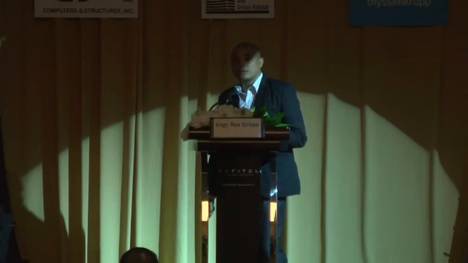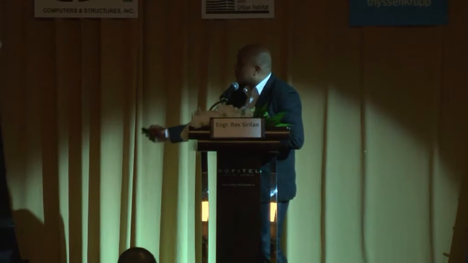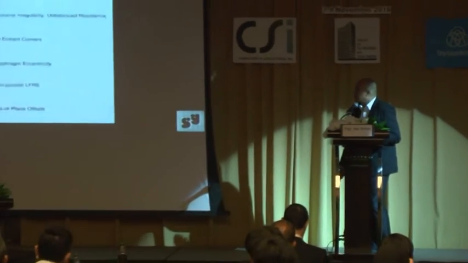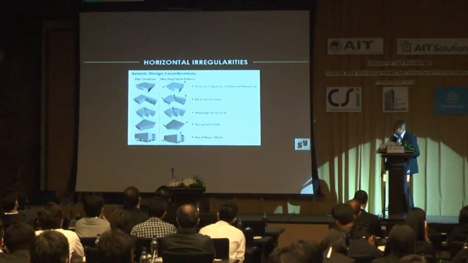So there are two major types of irregularities. You have the horizontal and the vertical irregularities. For the horizontal irregularity, you have the torsional irregularity wherein the ratio of the maximum deformation to the average deformation is greater than 1.2. Next would be the re-entrant corners, that is, the building offset is greater than 15% of the building dimension. Third will be the diaphragm discontinuity, non-parallel lateral force resisting system, and out-of-plane offsets.